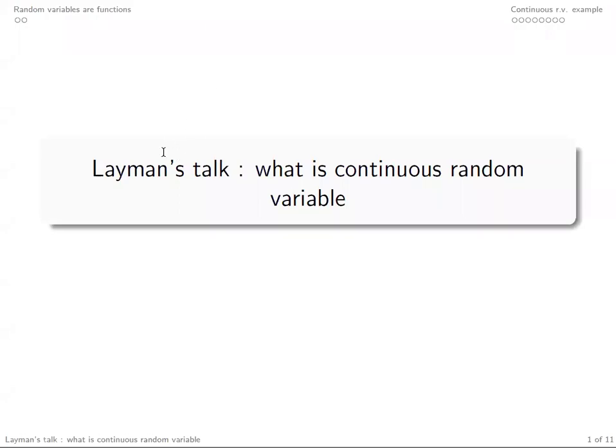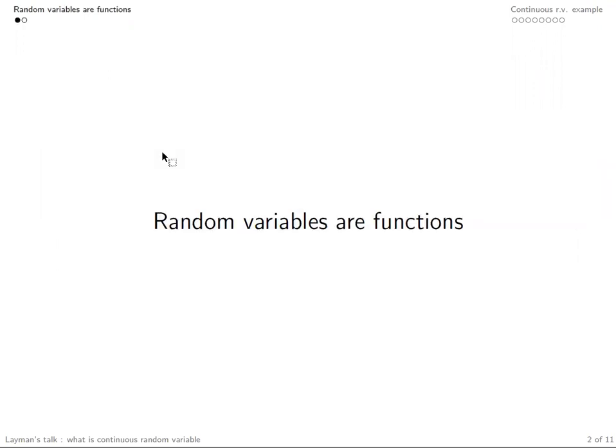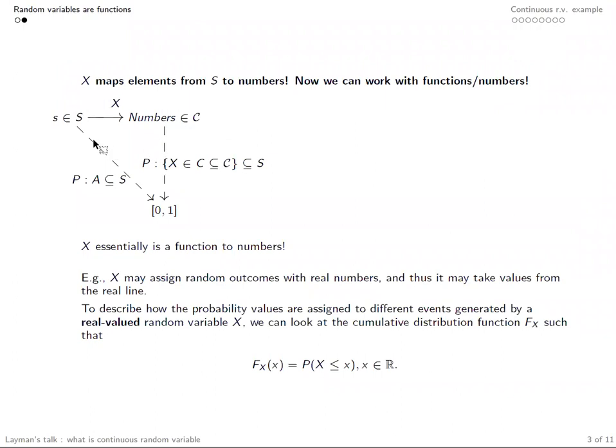This video is a short discussion about continuous random variables. We know random variables are functions. They map outcomes from the underlying sample space to numbers. And how do we specify different types of random variables? We essentially look at how the probability values are associated with different events generated by the random variable.